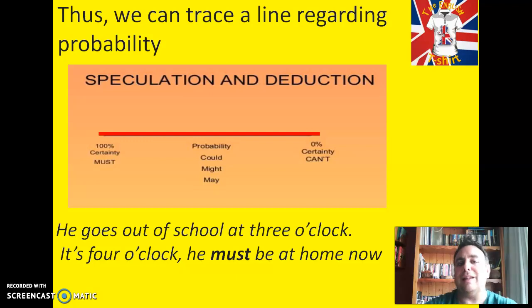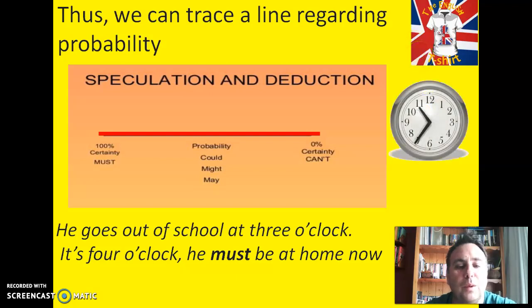Thus, we can trace a line regarding probability. So, if we say, he goes out of school at 3 o'clock, it's 4 o'clock, he must be at home now. Él sale del instituto a las 3, son las 4, él debe de estar en casa ahora. Let's say that there is 100% certainty, okay?